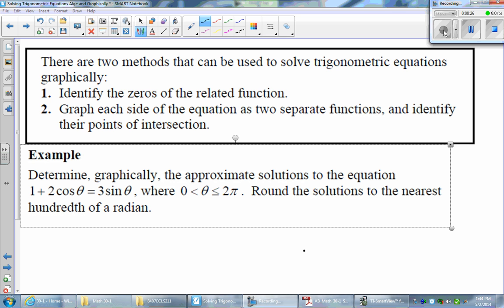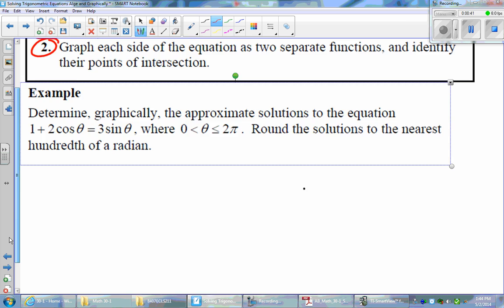There are two ways you could solve by graphing here, and you should have used these methods quite a few times in the previous chapters. You can identify the zeros of a related function, in other words, bringing everything to one side and making it equal to 0, or you can graph each side of the equation and find the intersection points. So here's my first example.